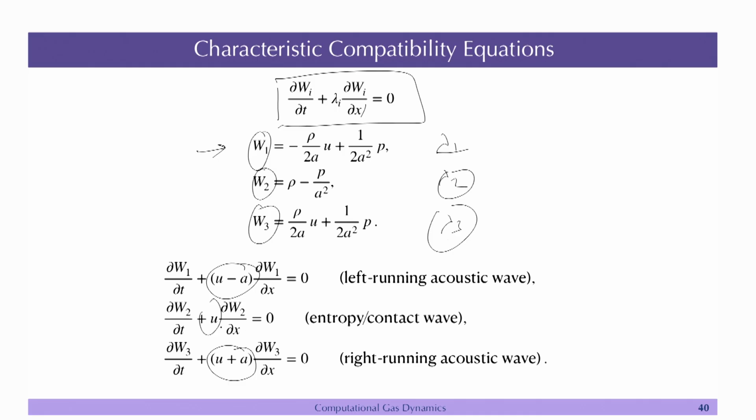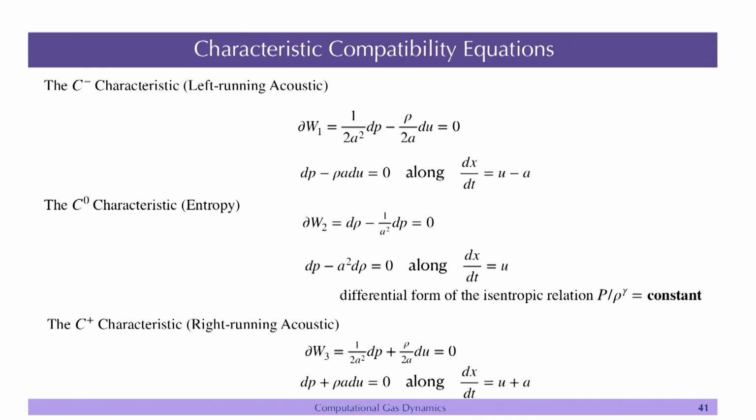So, you can see that for lambda 2 there is no change in the velocity. So, this is lambda 2 and you have this wave strength W2 is rho minus P by A square, there is no velocity here. So, there is no change in velocity across the contact discontinuity. That is what I studied earlier, and W1 and W3 are basically acoustic waves, they have both U and P. So, now we have got 3 characteristics.